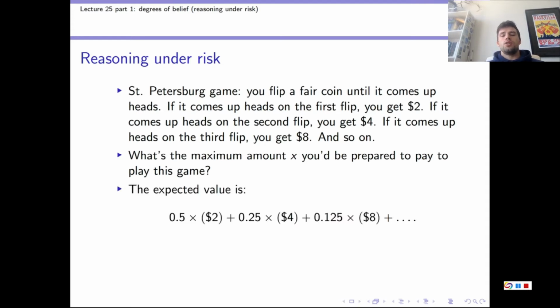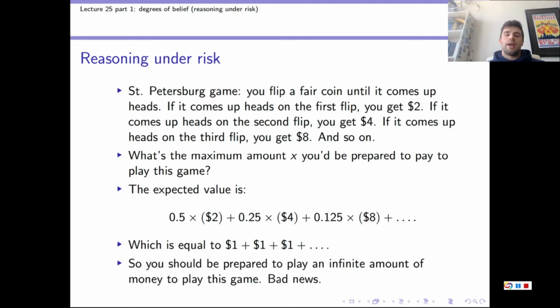So let's try and use the approach we just used, so calculate the expected value of this game. The expected value is 1/2 times $2, plus 1/4 times $4, plus 1/8 times $8, and so on, which is $1 plus $1 plus $1 plus $1 forever. So using the expected value approach, like we did before, that says you should be prepared to pay an infinite amount of money to play this game, and this isn't good. So what's going wrong here, and this is where the marginal utility of money fits into the picture.